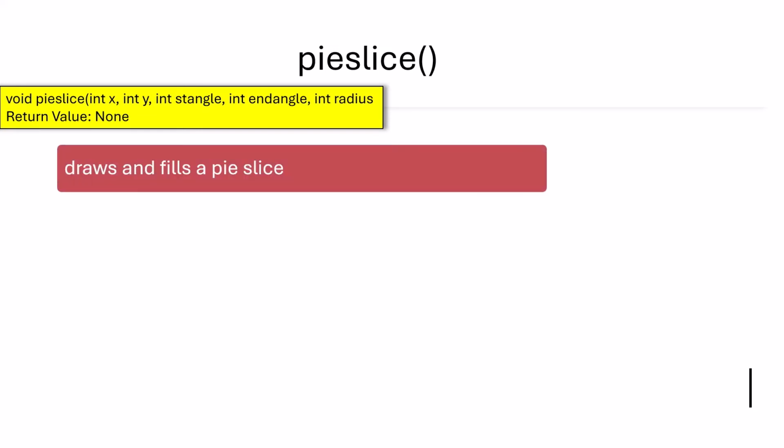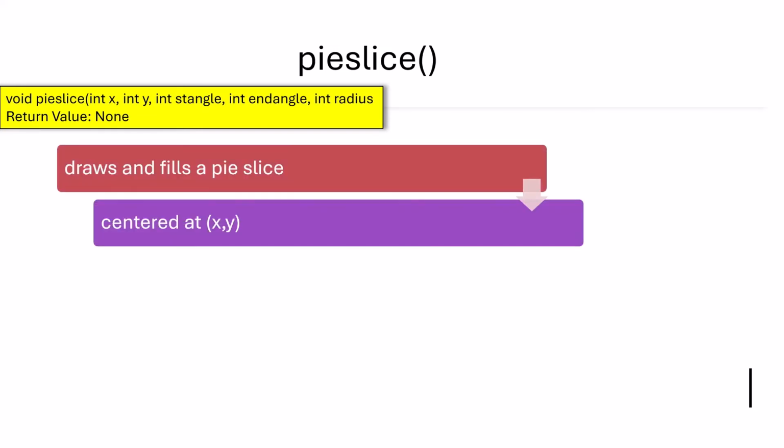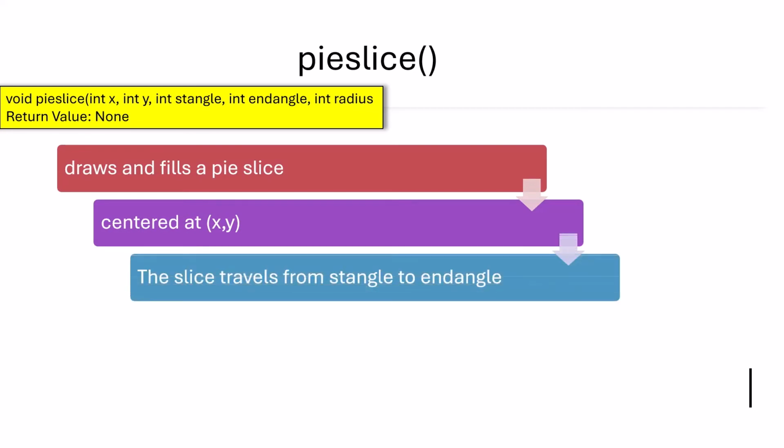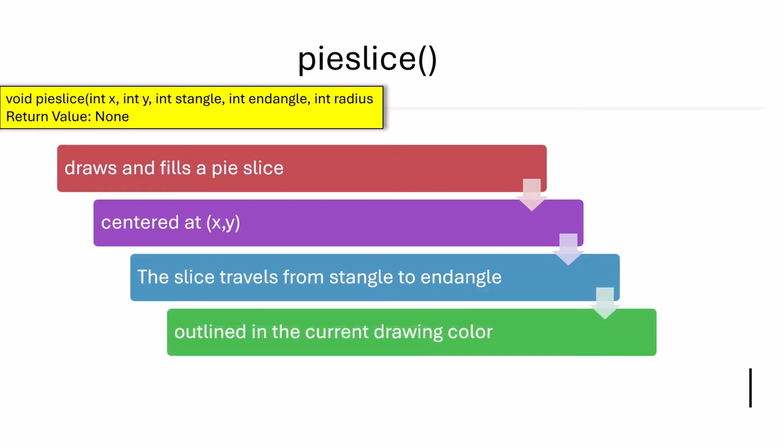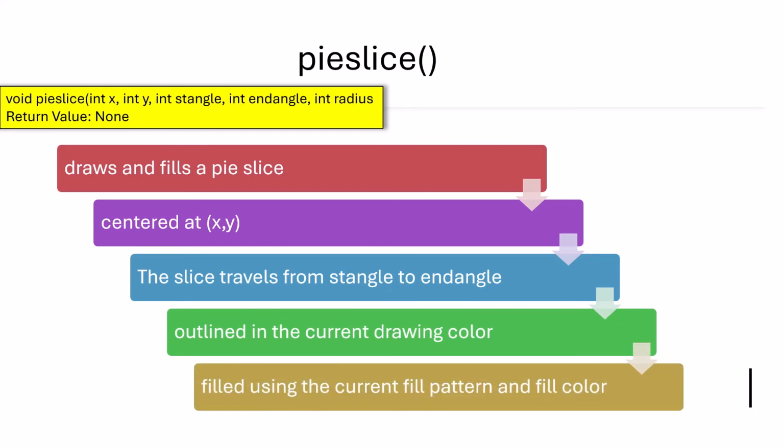Return value is none. It draws and fills a pie slice, center at x, y. The slice travels from start angle to end angle. So it begins at start angle, ends at end angle, outlined in the current drawing color. Right? And it is filled using the current fill pattern and the fill color.